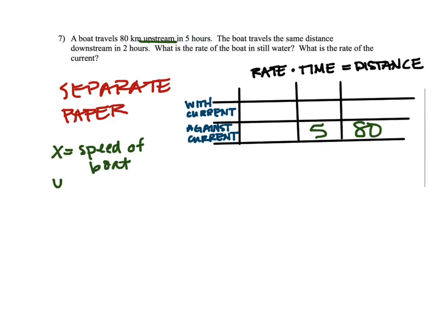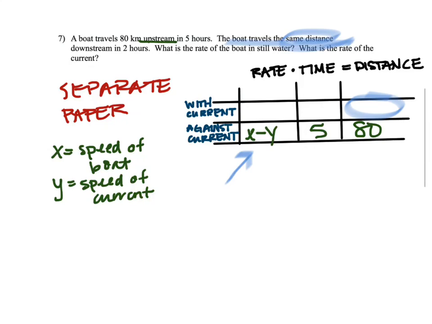And I want to label that my x is going to be the speed of the boat and y is going to be the speed of the current. If I'm working against the current, these are being subtracted because they're working against each other. If I'm working with the current, I'm going to be adding them together. And I'm told that the boat travels the same distance, so I'm going to keep the distance as 80.